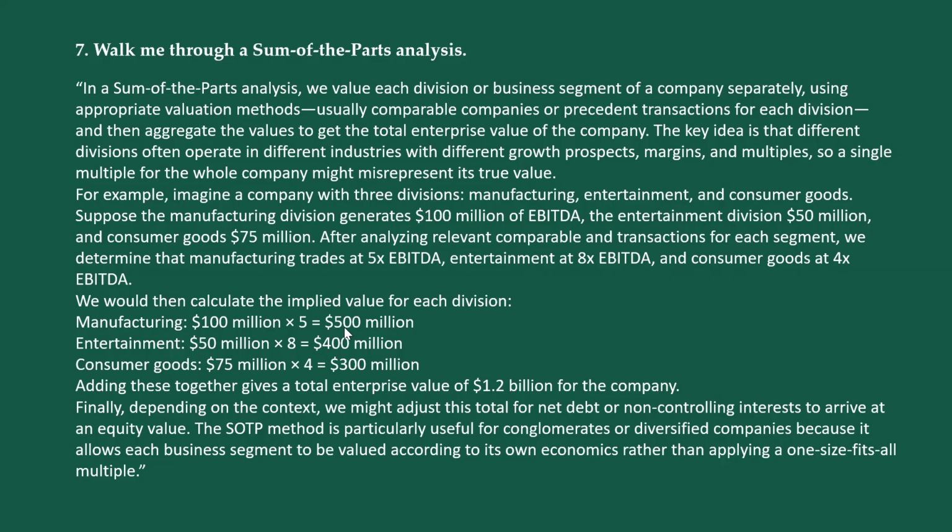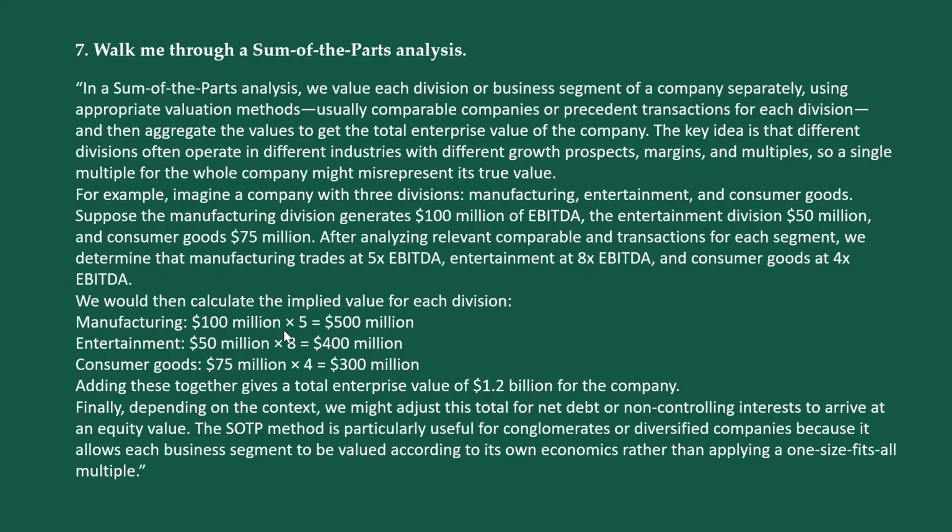So let's talk about an example. Imagine a company has three divisions: manufacturing, entertainment, and consumer goods. Suppose the manufacturing division generates 100 million of EBITDA, the entertainment division 50 million of EBITDA, and consumer goods is generating 75 million of EBITDA. After analyzing relevant comparables and transactions for each segment, we determine that manufacturing trades at 5x EBITDA, entertainment at 8x EBITDA, and consumer goods at 4x EBITDA.